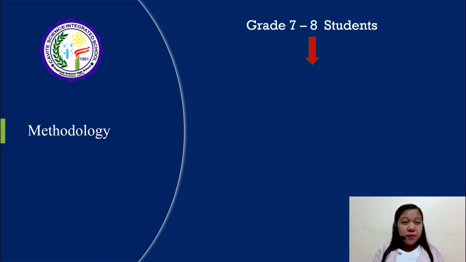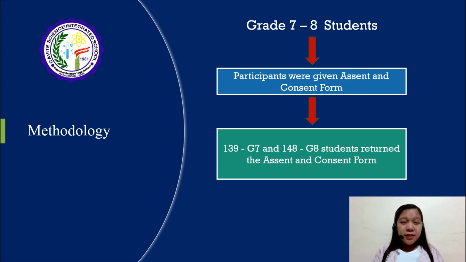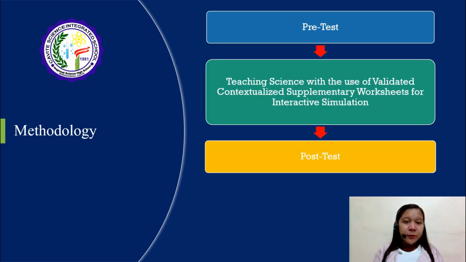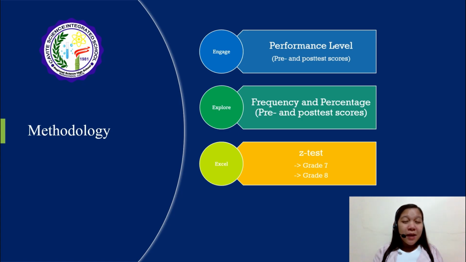Consent and assent forms were given to students. 139 grade 7 and 148 grade 8 students who returned the forms were considered as our participants. One group pretest-posttest design was utilized in this study. Pretest was administered before the utilization of validated worksheets. Afterwards, posttest was administered. Performance level of students were measured before and after the application of treatment.